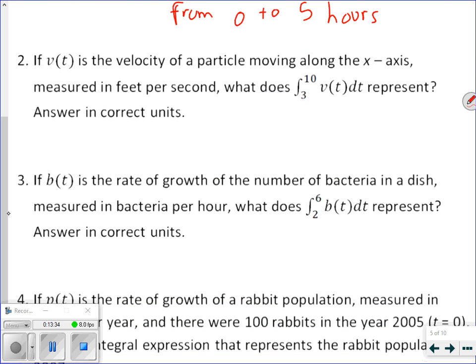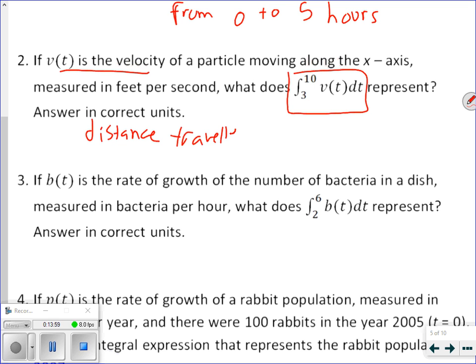What about number 2? If v of t is the velocity, so we've got a rate of change here, moving along the x-axis, measured in feet per second, what does the integral from 3 to 10 of v of t represent? Well, that's working backwards to the position function. So it's an accumulation again. This is telling us the distance traveled in feet from 3 to 10 seconds. So from the 3rd second to the 10th second, it is telling us how far we have traveled. It's an accumulation.